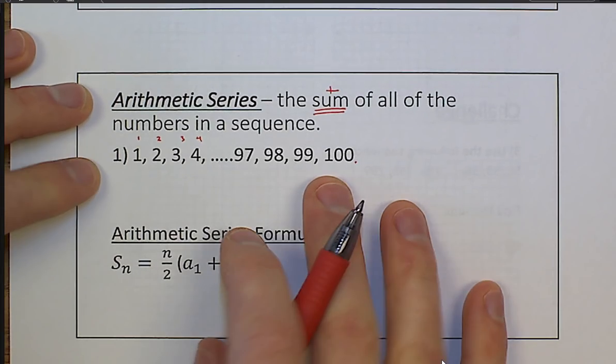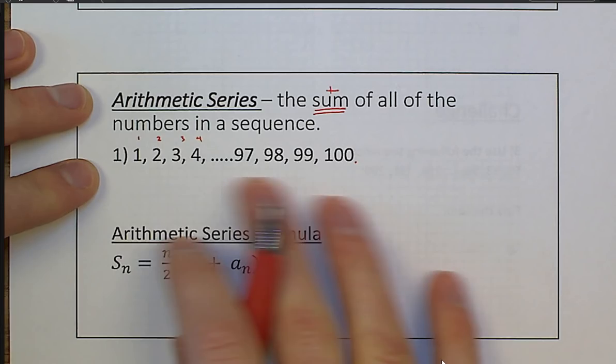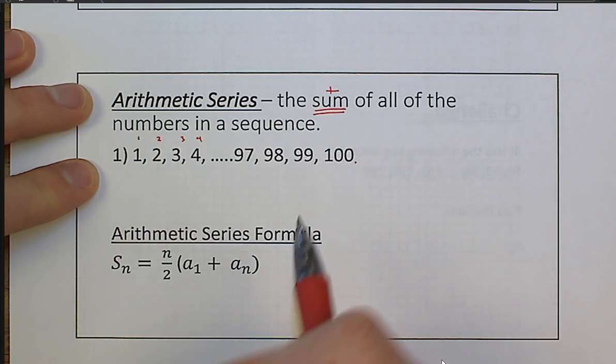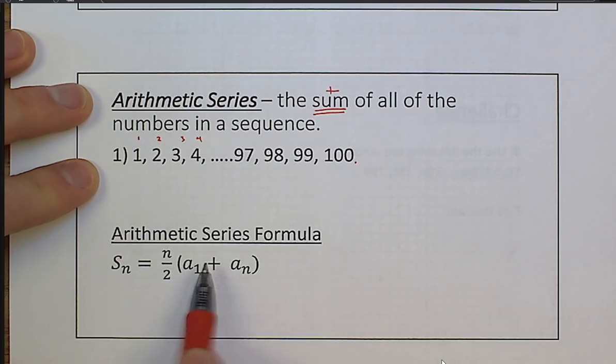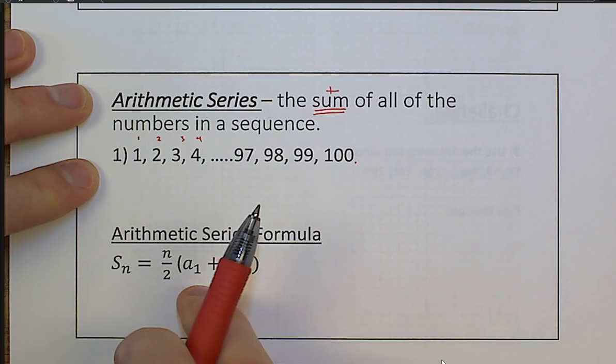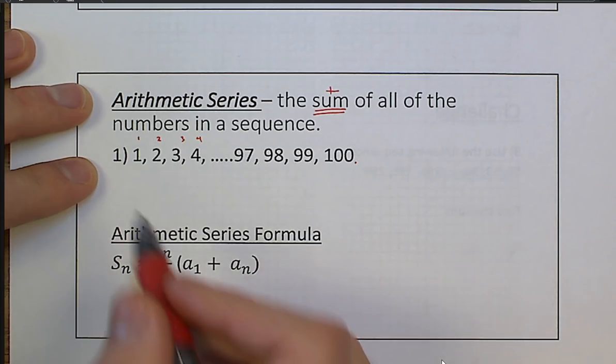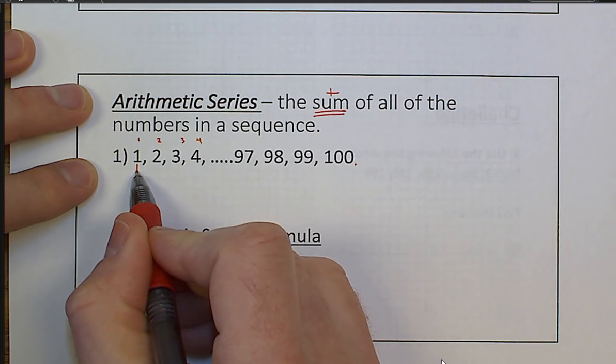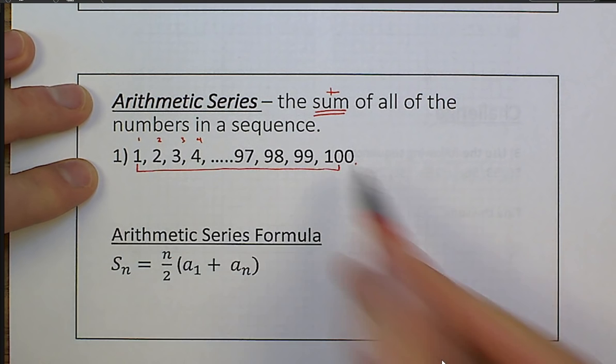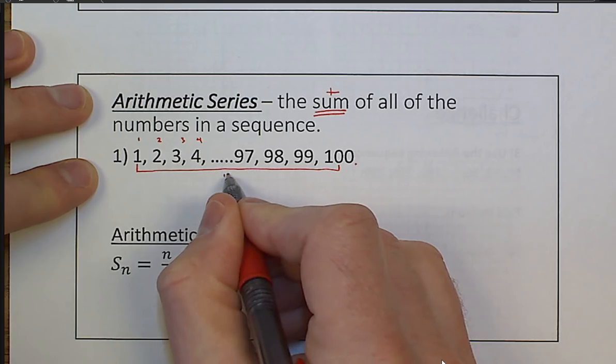Now, I'm going to ask you to look for something. We're going to kind of derive this formula. It is a formula, and you can see it right here. This is the formula. But I'm going to show you how we got to this, okay? So I want you to take a look at the first term and the last term and add those up. What do you get? You get 101, right?